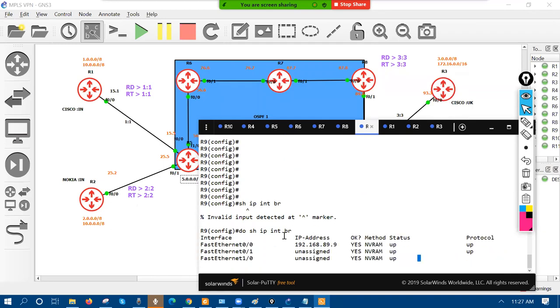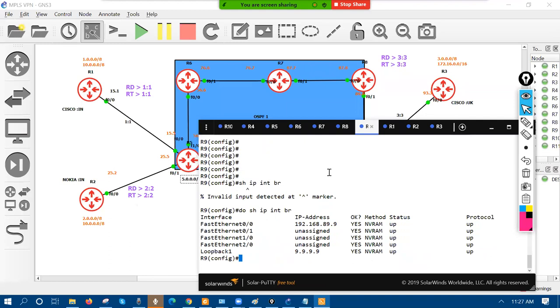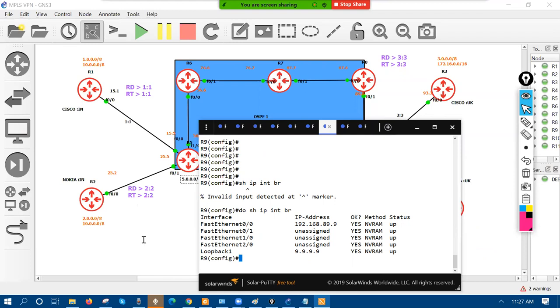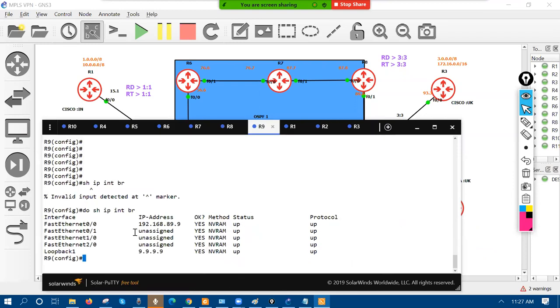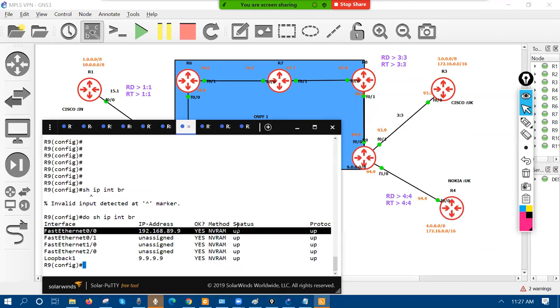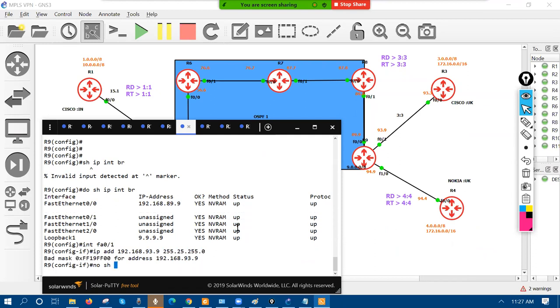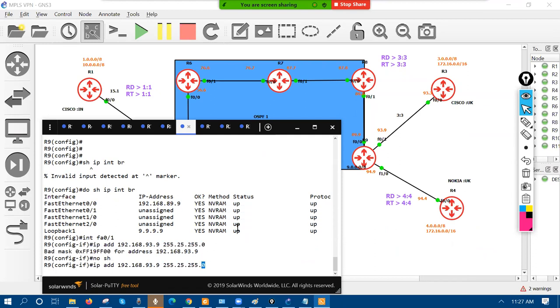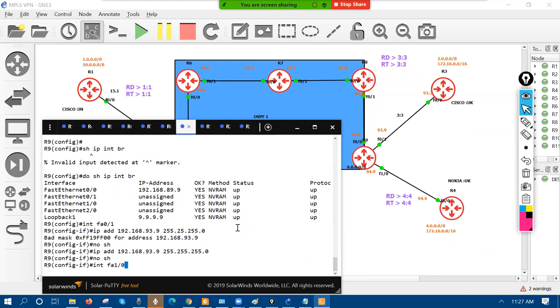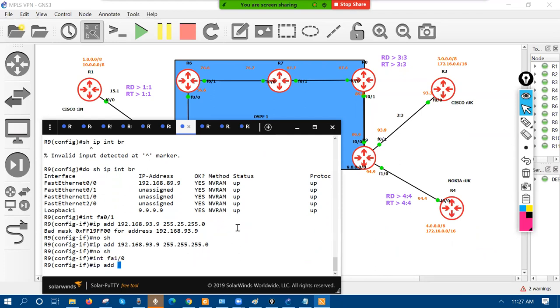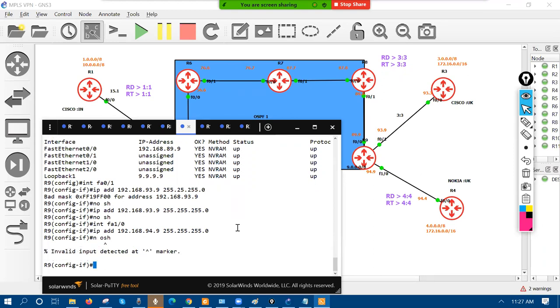R9, same way. We have R9.9 on the 0/0 interface. That is this guy. We need to configure this interface, right? Two interfaces. Interface 0/1 IP address will be 93.9. Interface 1/0 IP address will be 94.9. All good, right? Don't forget to save this configuration. Perfect, right?